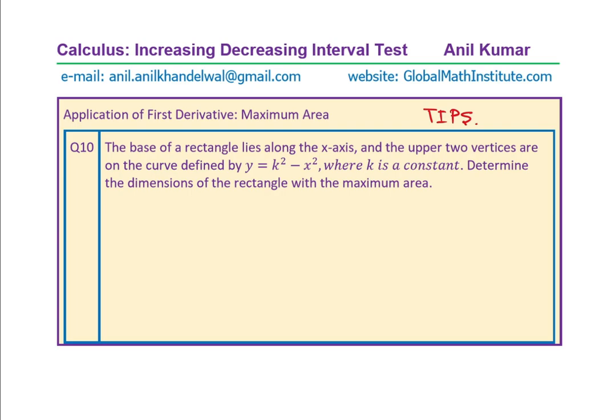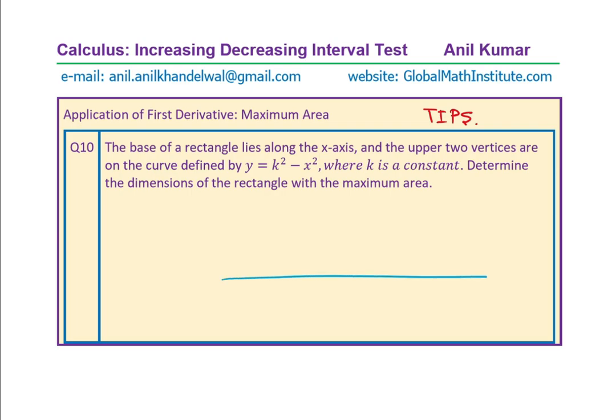So the question here is, the base of a rectangle lies along the x-axis and the upper two vertices are on the curve defined by y equals k squared minus x squared, where k is a constant. Determine the dimensions of the rectangle with the maximum area. So you need to sketch this and then figure this out.